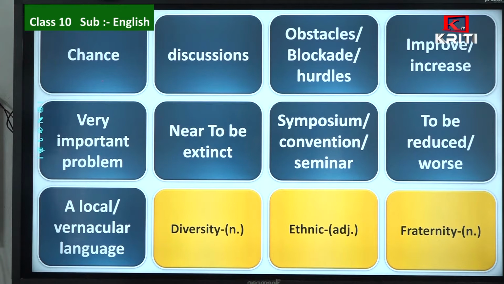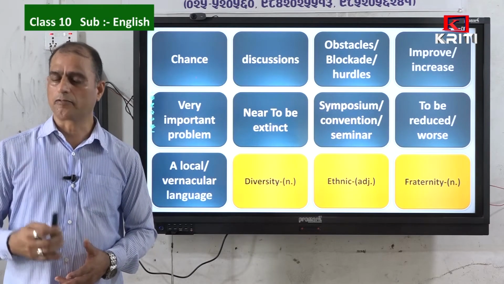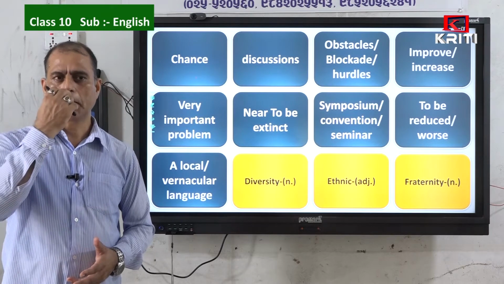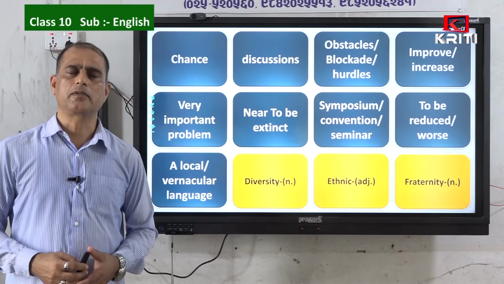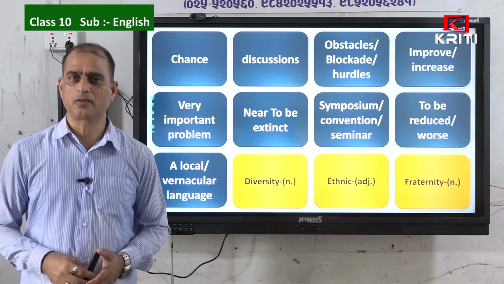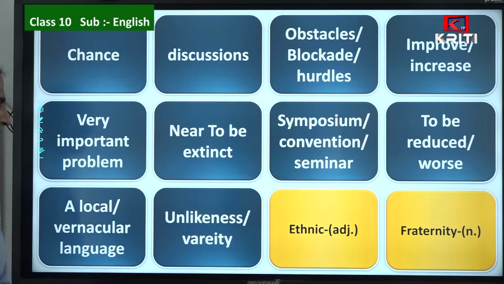Okay, let's see another word, that is diversity. Diverse is adjective, diversity, noun. There is diversity of flowers, diversity of natural resources in our country. Nepalese society is a diverse society. What does that mean? Diverse, different, then diversity. Diverse equals different, diversity equals difference. Diversity means variety. Unlikeness, variety, difference, that's diversity.